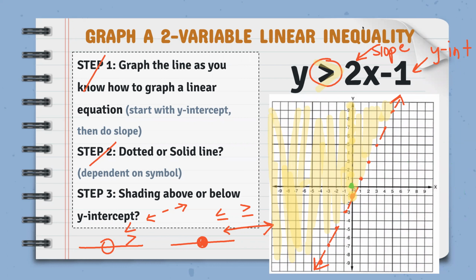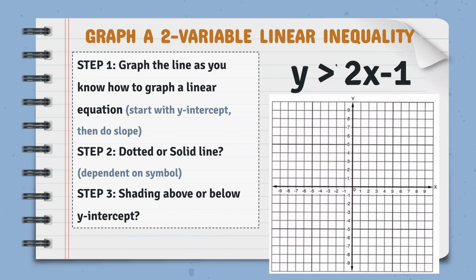Let me do a quick example. Let's say I picked (2, 0). If I plug (2, 0) into my original equation, is 0 greater than 3? It's not. So therefore, I would know my solution isn't on this side. You have an option. I prefer just going to my y-intercept, and since it says greater than, I'm going to shade above. But if that's confusing to you, then you can always test a point as well.